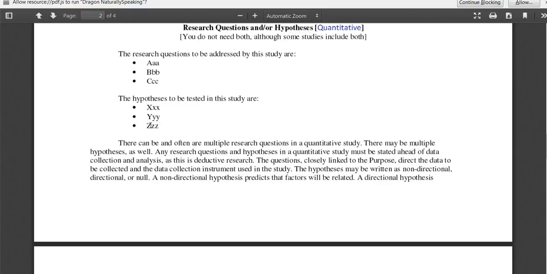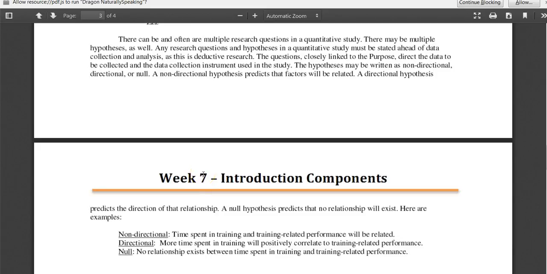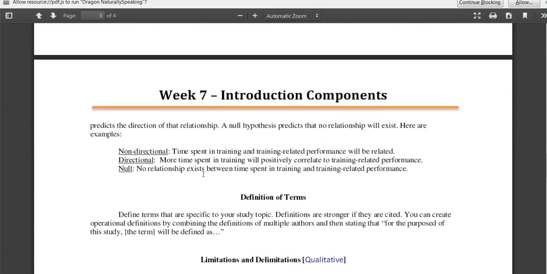If they're null, then we're going to state them as there is no relationship between time spent in training and training-related performance. A non-directional might be time spent in training and training-related performance will be related. Or directional, more time spent in training will positively correlate to training-related performance. So, depending on how we want to set up our hypotheses, we can use these 3 forms.